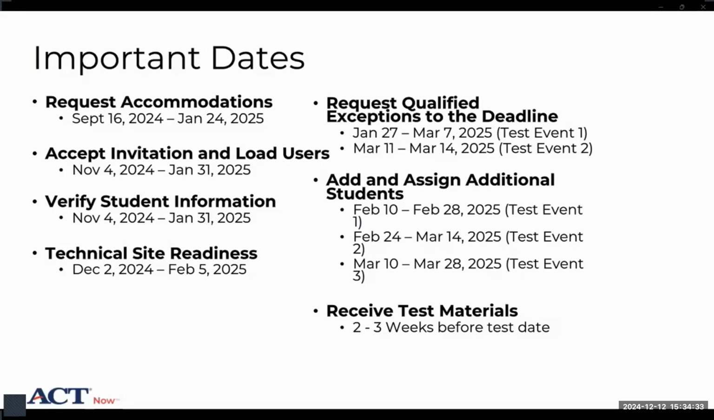Test Event 1, March 11th through March 14th, 2025. Test Event 2, add and assign additional students, February 10th through February 28th, 2025. Test Event 1, February 24th through March 14th, 2025. Test Event 2, March 10th through March 28th, 2025. Test Event 3, receive test materials 2 to 3 weeks before test date. All important dates are included in your schedule of events on the ACT hosted testing website.